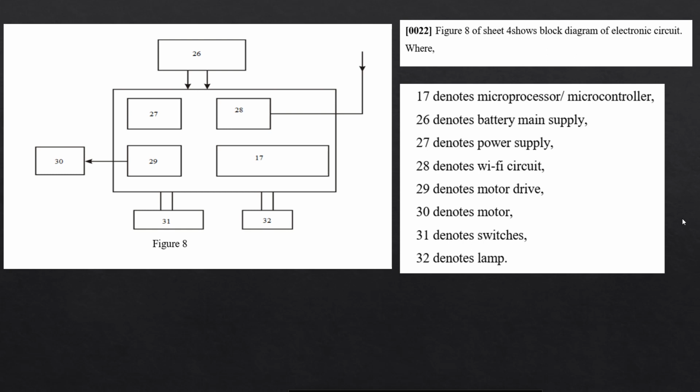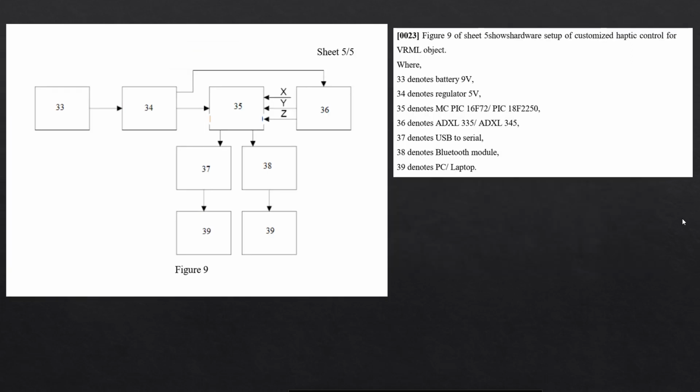This is figure 8 of sheet 4, the electronic circuit. 26 denotes battery supply, 27 denotes power supply, 28 denotes Wi-Fi circuit, 29 denotes motor drive, 30 denotes motor, 31 denotes switches, 32 denotes lamp.